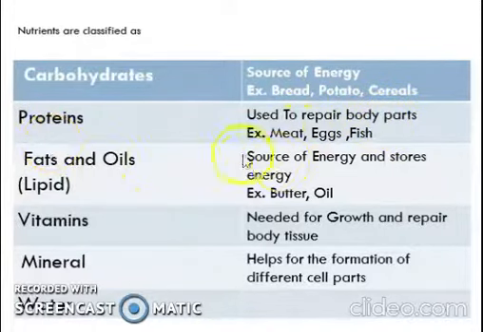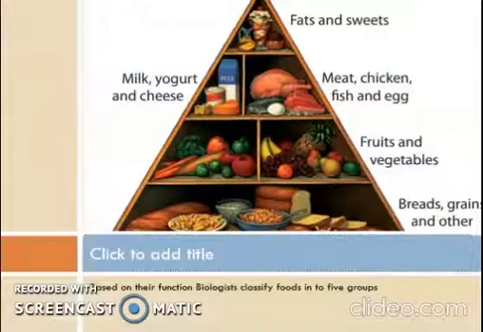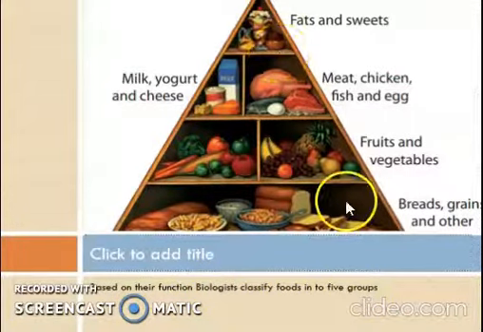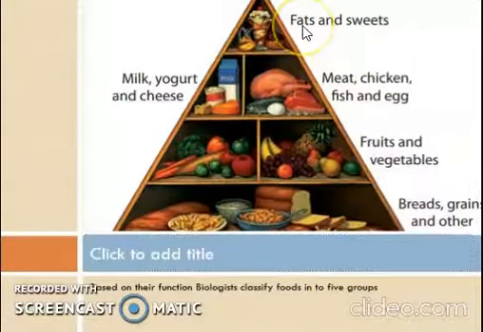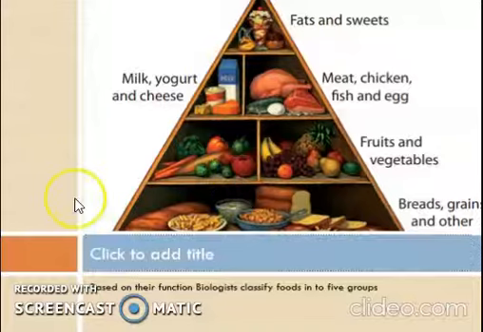Fats and oils ምንላቸው they're source of energy just like carbohydrates and they also store energy in the butter and oil. Vitamins they're needed for growth and repair body tissues. Minerals ደግሞ they help for the formation of different cell parts. Based on their function, biologists classify food into 5 groups. So these are the 5 groups, and the fats and the sweets we have to consume them at a much lower rate than the others ማለት ነው.